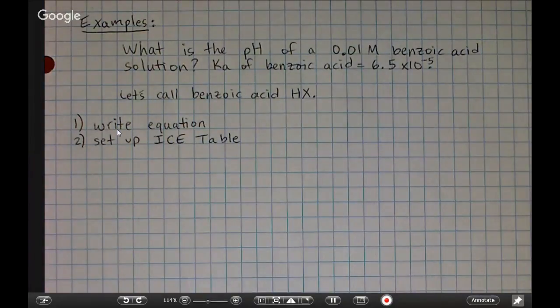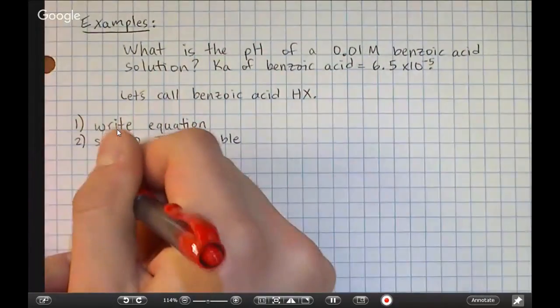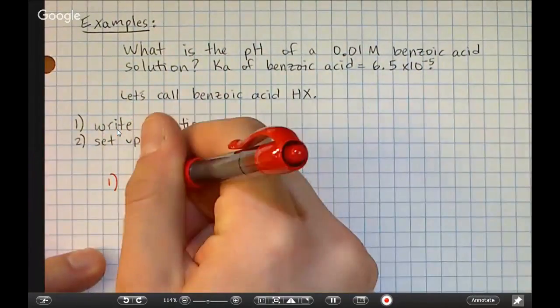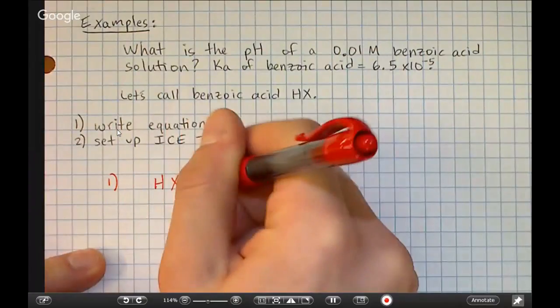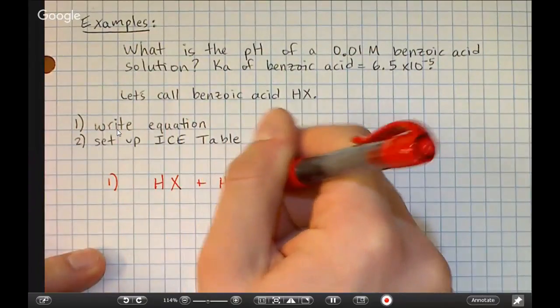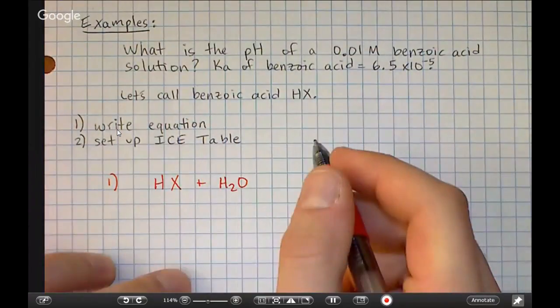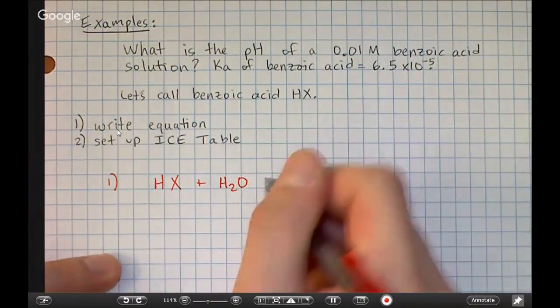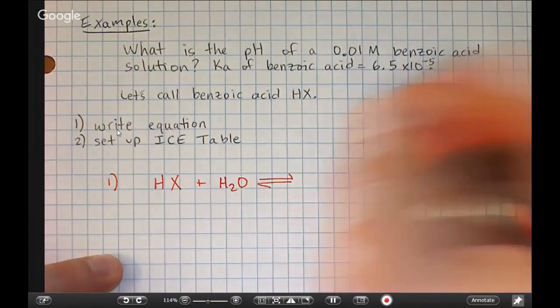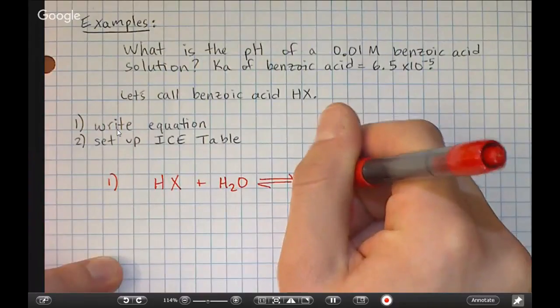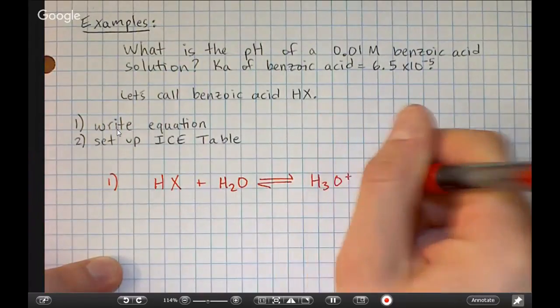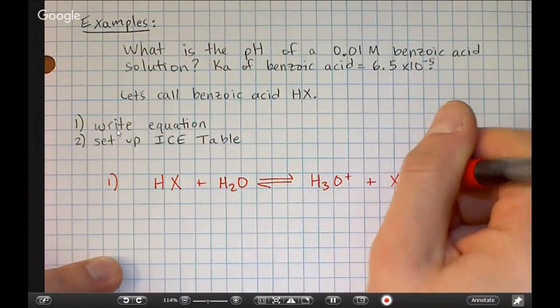Okay, you guys have the question or problem right now? Okay, so we're going to call benzoic acid HX. Our first step is to write the equation. We're going to have HX, and it's going to go up against water. Because it's a weak acid, it won't completely ionize, so we set up an equilibrium. What we end up producing is hydronium and X minus.